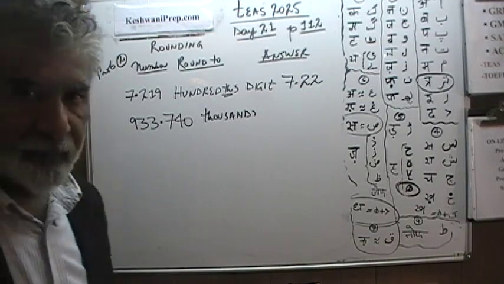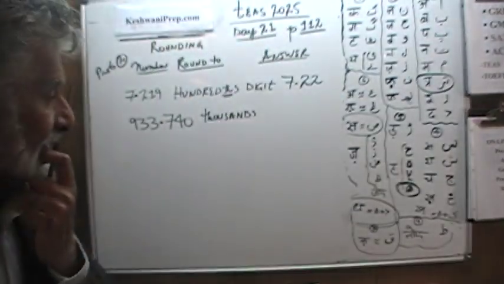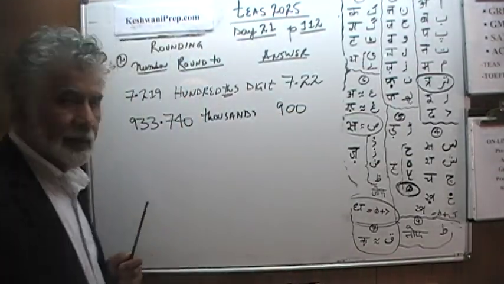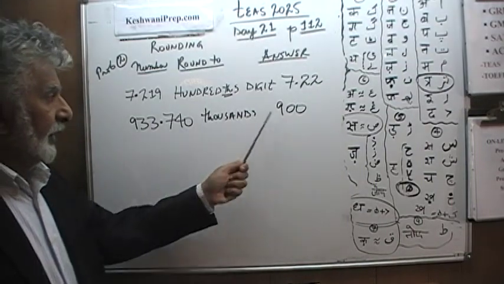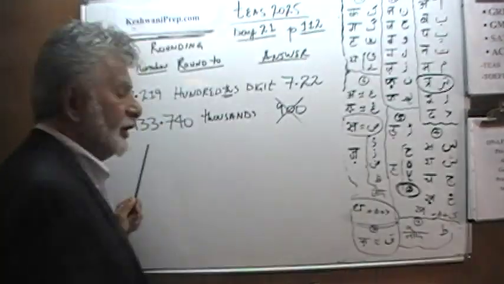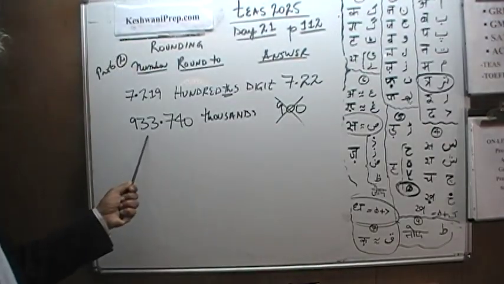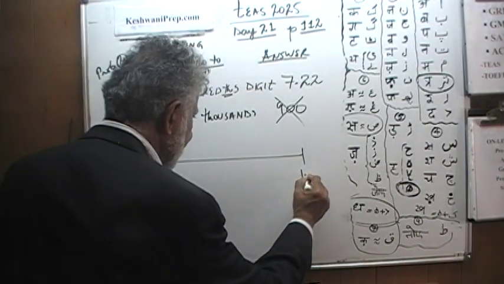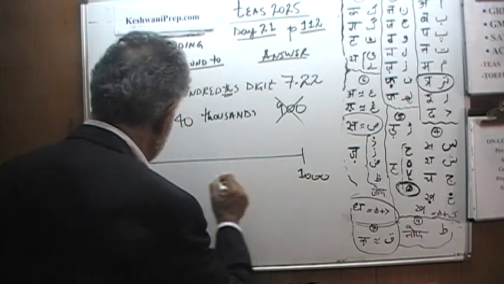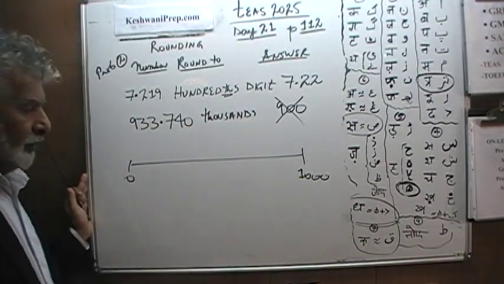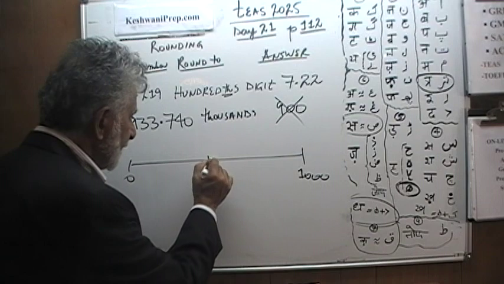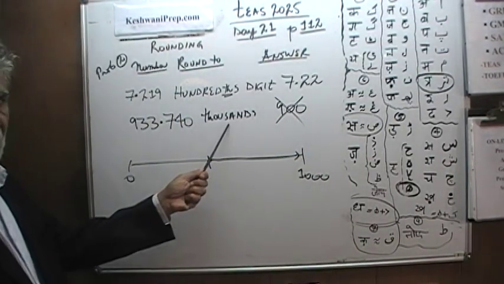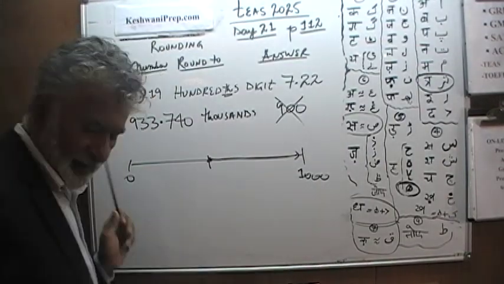When I was doing it myself, in a hurry, I wasn't paying attention, and I rounded it to 900. That answer is wrong, because we're being asked to round it to the nearest thousand. What is the nearest thousand to 900? Again, the thousand is right here, and this is 0. So anything that is 500 or more, when you're asked to round it to the nearest thousand, will become 1000, not 900.